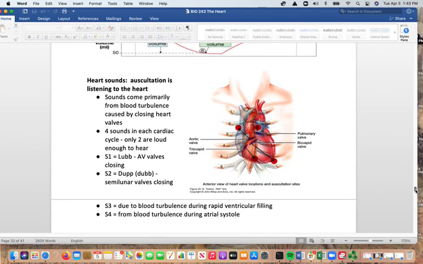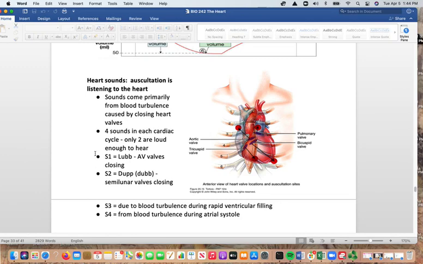So auscultation is listening to the heart sounds. The sounds come primarily from the blood turbulence caused by the heart valves closing. So there are 4 sounds in the cardiac cycle, S1 and S2. Only 2 of them are loud enough to typically hear. Sometimes there are some people that can hear S3 and S4. That's typically somebody that is listening to a whole lot of hearts that's able to hear that.